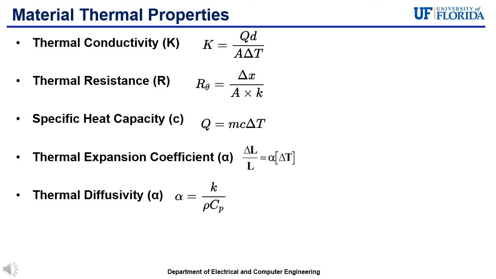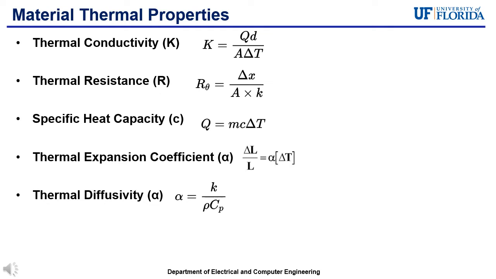Some of the most important types of material thermal properties are thermal conductivity, thermal resistance, specific heat capacity, thermal expansion coefficient, and thermal diffusivity. Thermal conductivity is a material's ability to conduct heat. As most recently stated, this is incredibly important for the thermal interface materials to help improve heat transfer in an electronic package. Thermal resistance is a material's ability to resist heat flow.